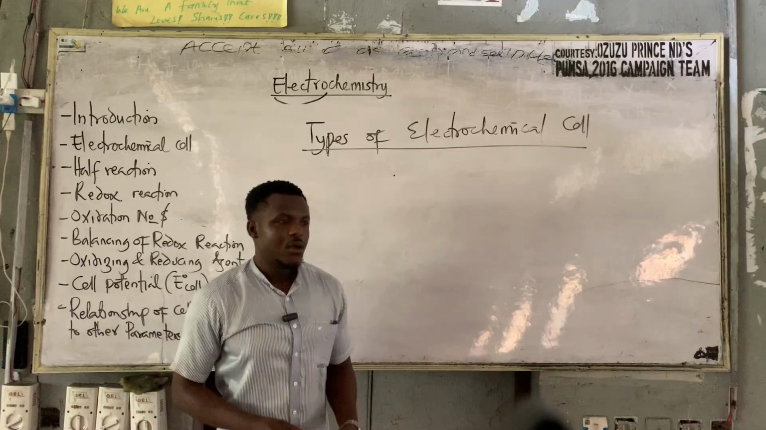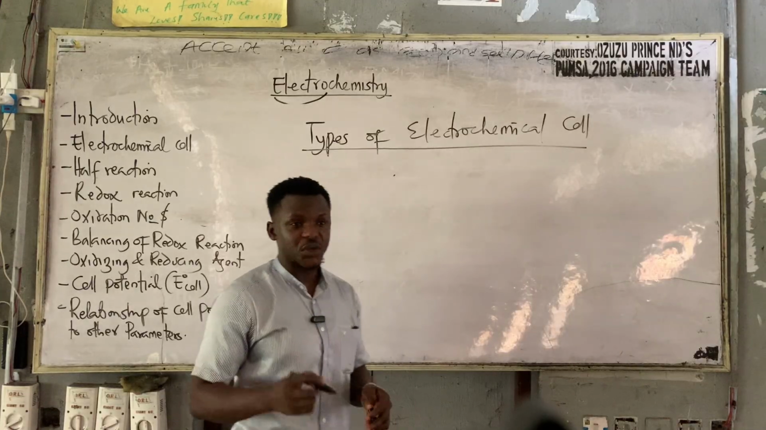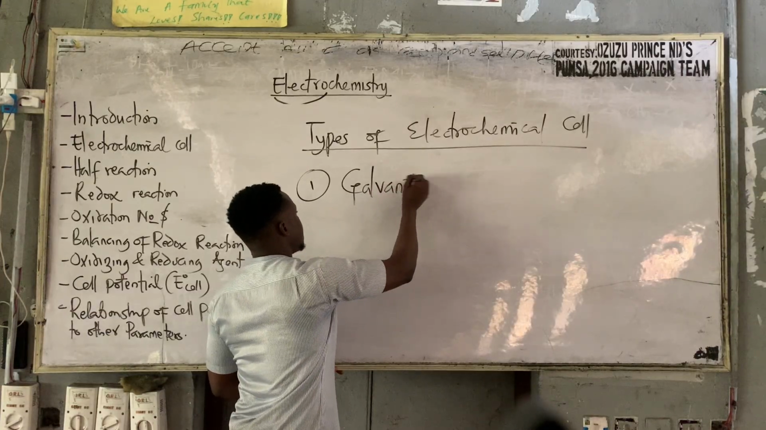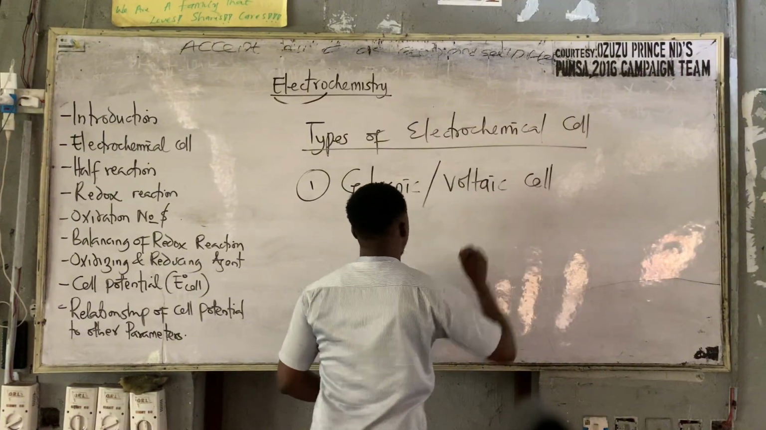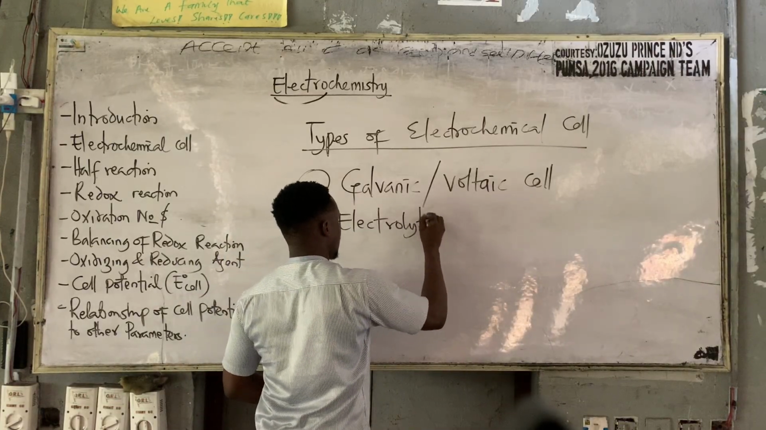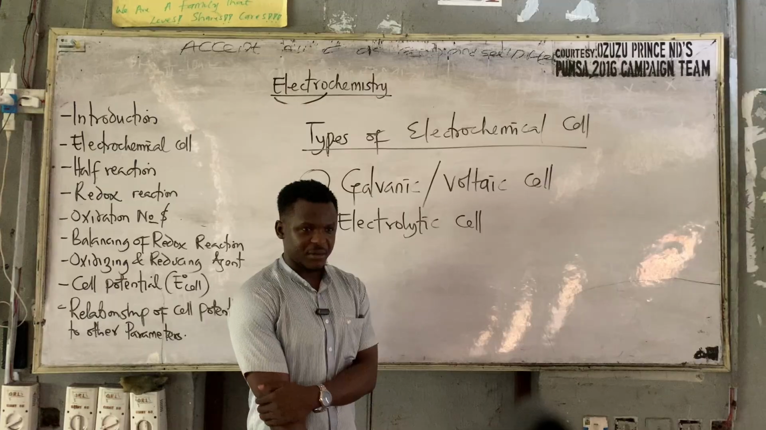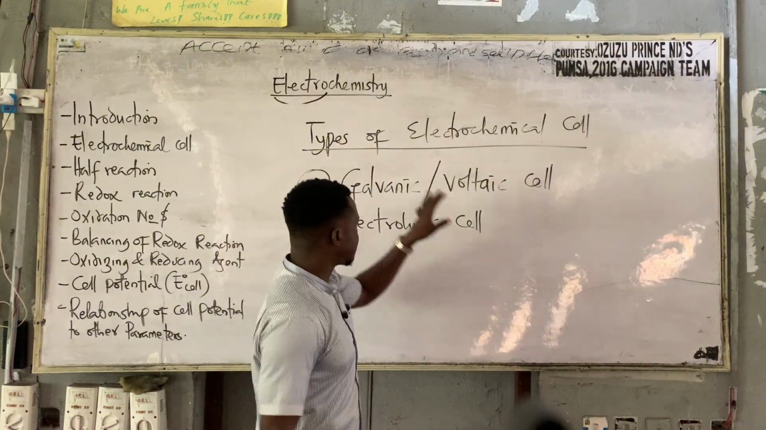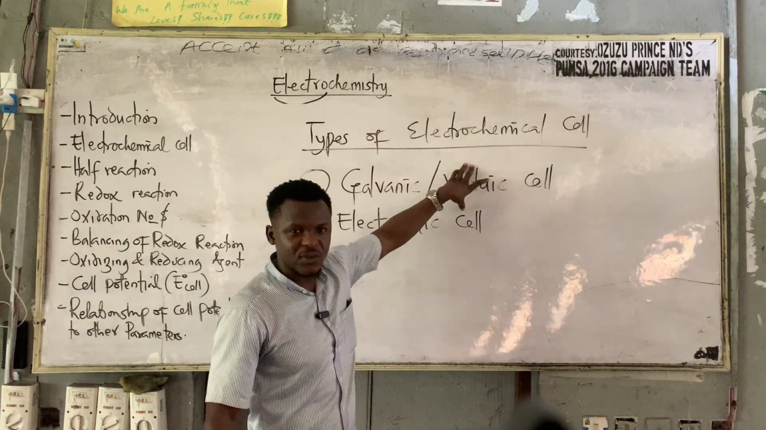Now, please put down, we have two major types of electrochemical cell, namely, the first one is called galvanic, and the second one is called voltaic. Please take note that both of them mean one and the same thing. So just in case you're asked, the two types of electrochemical cell is not this and this. It's any one of this and this. Galvanic is the same thing as voltaic cell.